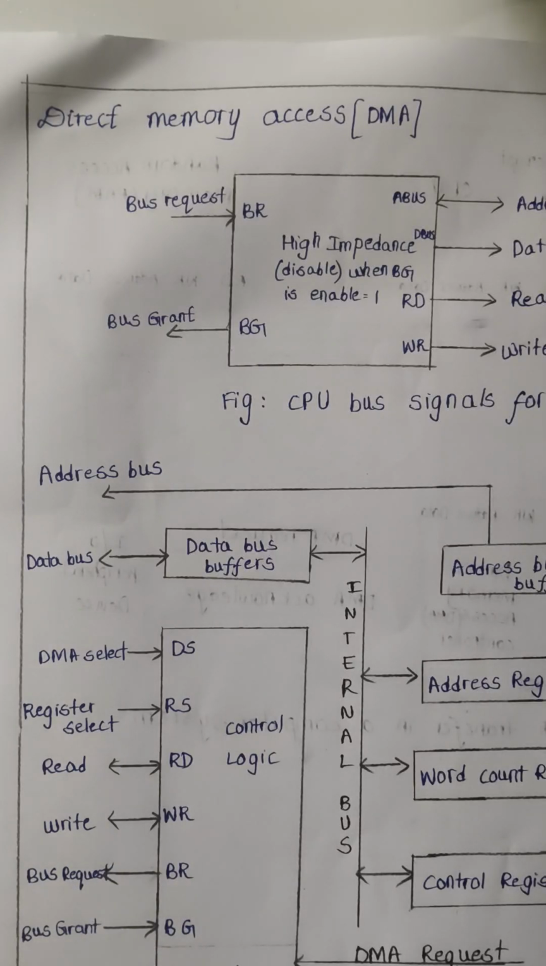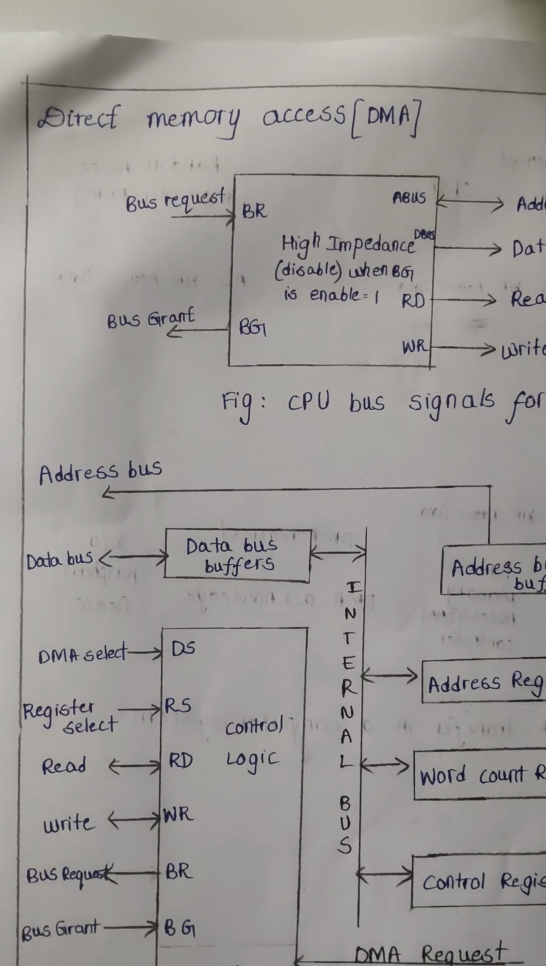Hello everyone, now I am going to explain a topic on direct memory access. This is one of the modes of data transfer in an input-output interface. So first of all, what do you mean by input-output interface? Here, the input-output devices are connected to a CPU through an interface, known as the input-output interface.